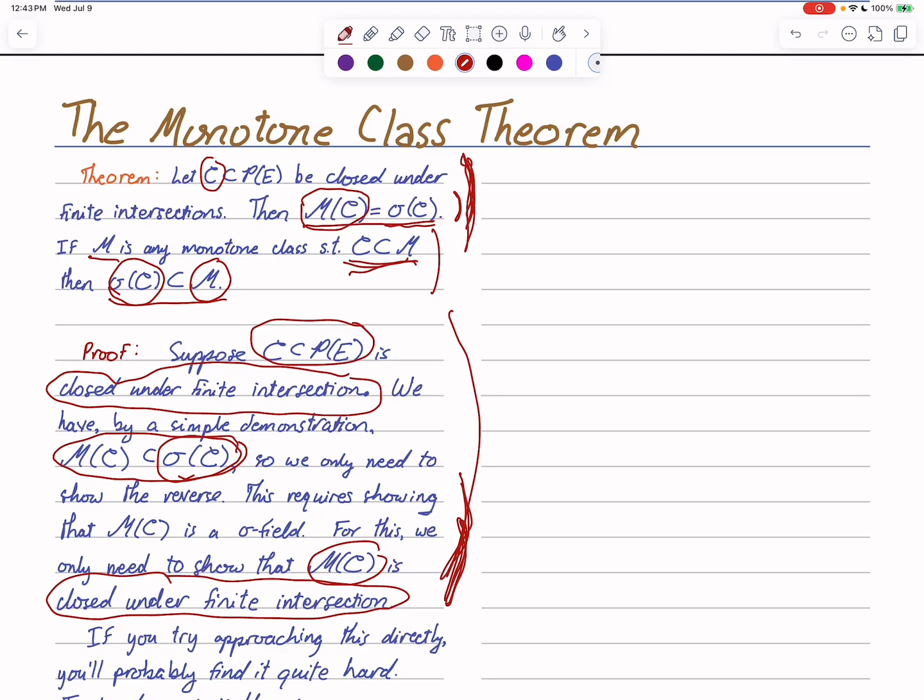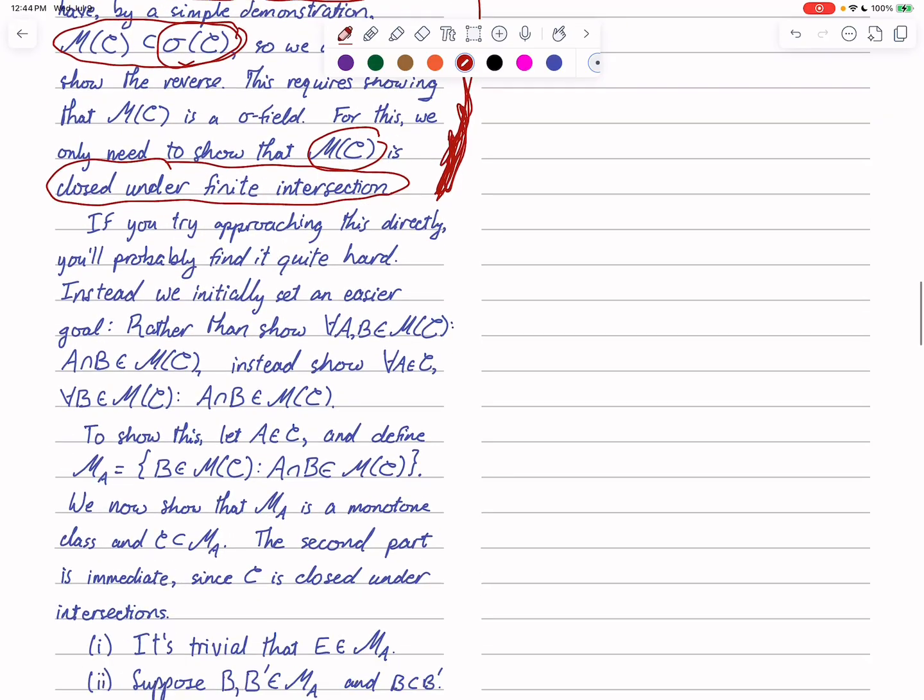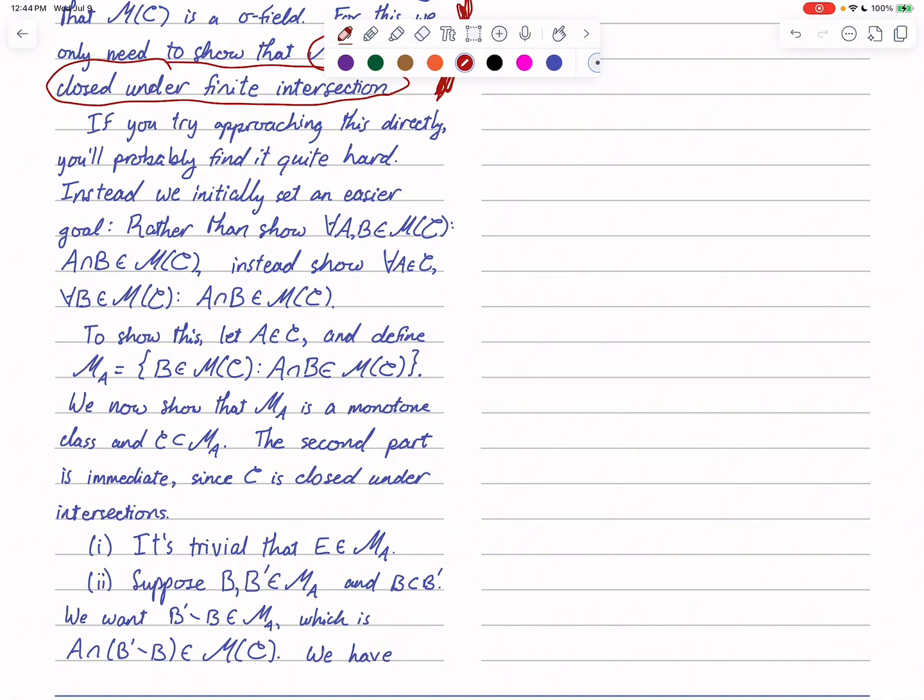If we know that C is itself closed under finite intersection, then it makes sense to approach proving that the monotone class that it generates is closed under finite intersection. It should be a relatively achievable goal, and once we have it, it follows immediately from the things we've already talked about that it is a sigma field. So that's what we're going to try to do. We're just going to try to show that this monotone class generated by C is closed under finite intersection.